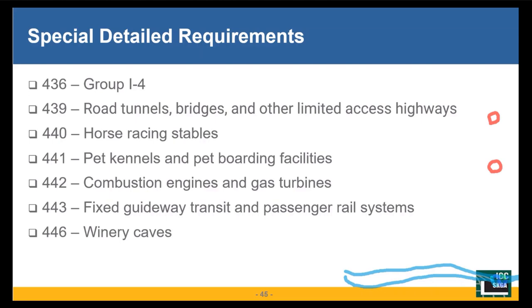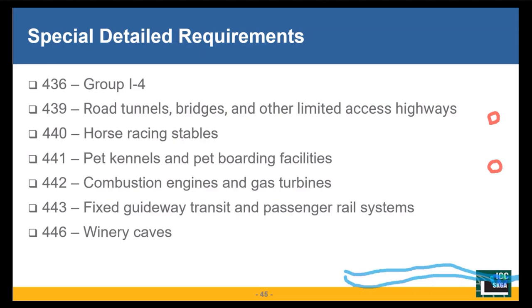Roads, tunnels, and bridges, this is a State Fire Marshal addition in the code. We don't really deal with those. Horse racing stables, a requirement for sprinkler system and fire alarm applies to each building, barn, and so forth. And this is related to regulations by the California Horse Racing Board for the stabling of horses or human habitation.